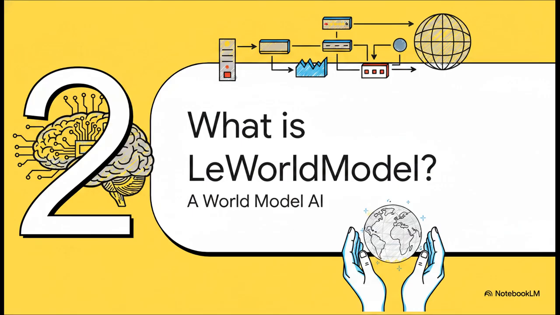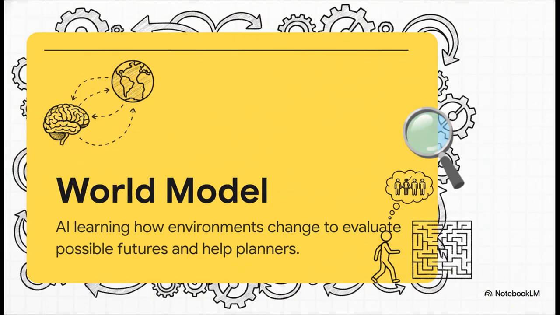The absolute hero of our little experiment here is built on something called a Joint-Embedding Predictive Architecture. To really wrap your head around that architecture, think of it this way. Instead of just crunching raw pixels, the AI learns by comparing abstract representations of a scene. A world model is an AI that learns an internal representation of how an environment actually changes.